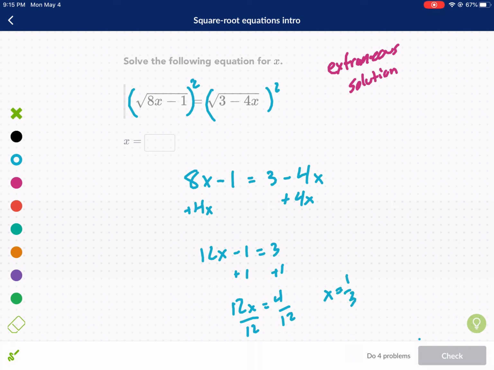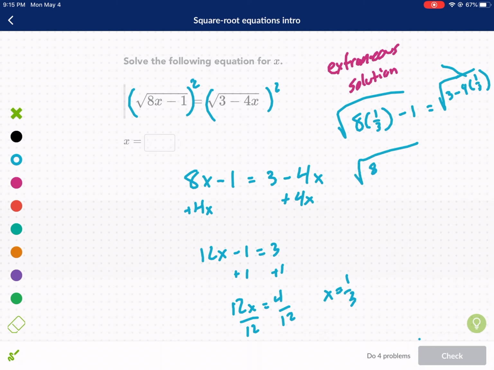We should check that in terms of the context of the problem. We're going to have 8 times 1/3 minus 1. Take the square root of that, and the square root of 3 minus 4 times 1/3, and we're going to see if these create equivalent, balanced sides. So we have the square root of 8 over 3 minus 1. Is that equal to the square root of 3 minus 4 over 3?